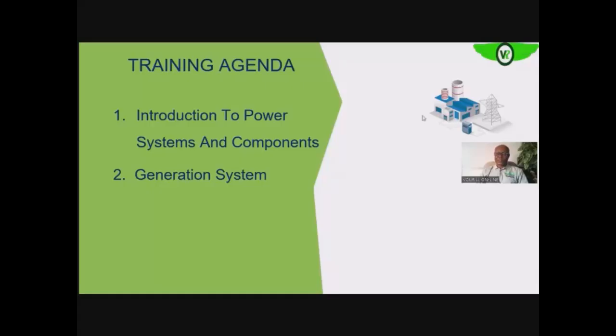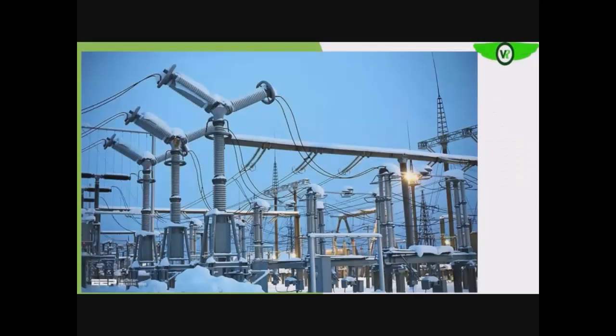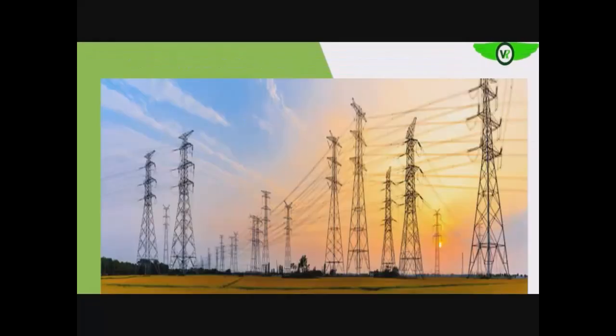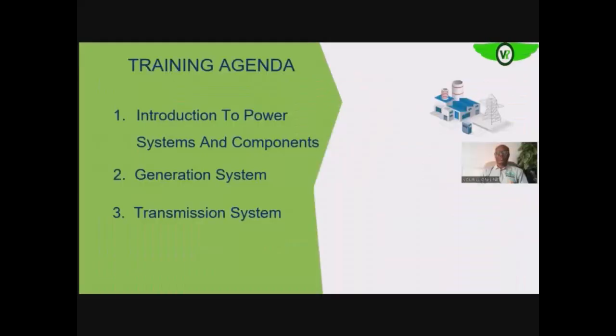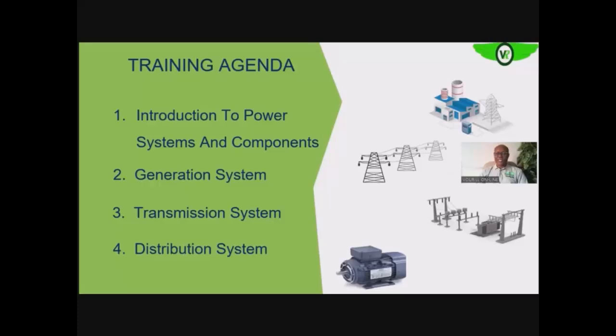Then we will also see the second section of the power system, which is the transmission section, because we know that whatever is produced or generated at the generation station must be evacuated to your point of utilization. So we are going to see the transmission system components, as in the equipment that you will find there. Then of course we are going to see lastly the distribution system.